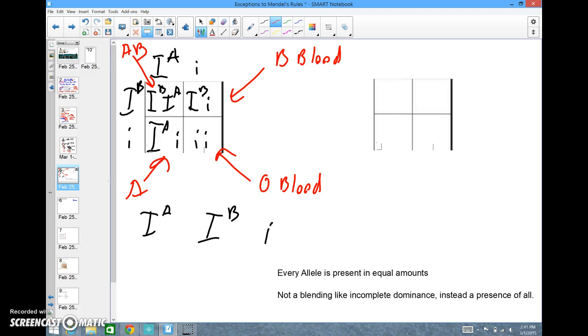When we left off, this screen should be familiar. We were discussing blood types and how we use these I's to indicate the genotypes, and how different genotypes here and here can lead to the different phenotypes. Depending on where we are in class, you either have worked on these or you will work on these to get more familiar with that type of Punnett square.